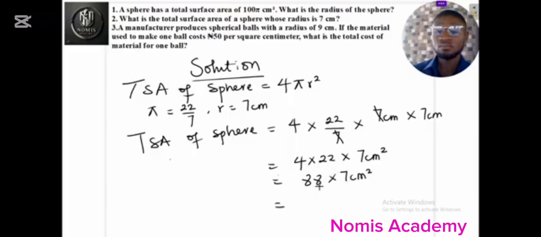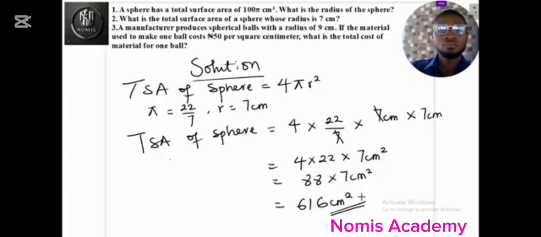So 7 times 8 is 56. I have 5 kept. 7 times 8 is 56, 56 plus 5 is 61. So that is 616 centimeter squared. So the value of the total surface area of a sphere with radius 7 centimeters is 616 centimeter squared. And that is the final answer.